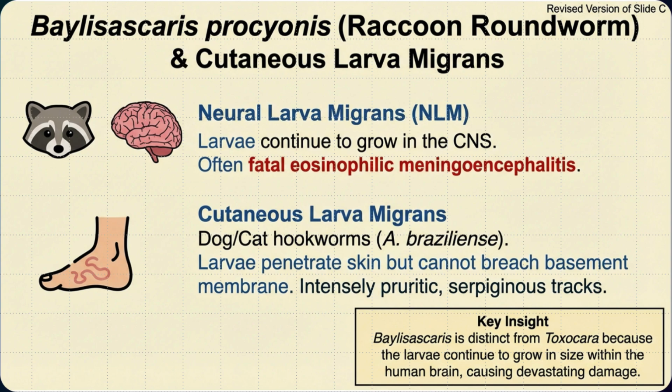They just crawl around horizontally under the skin, leaving these raised, red, incredibly itchy, serpiginous, snake-like tracks. Nasty, but thankfully self-limiting compared to the brainworms. Yes, humans are dead ends, so they eventually die, but it drives patients absolutely crazy with the itch before they do. All right, final section.